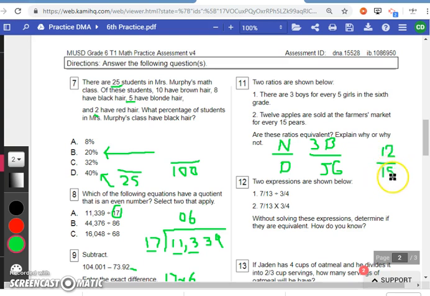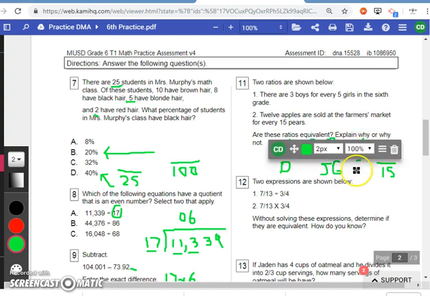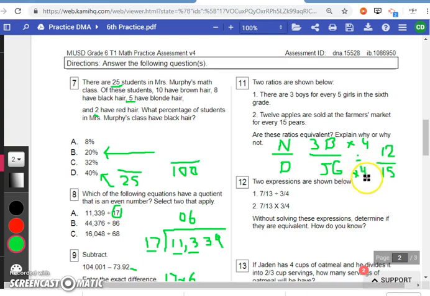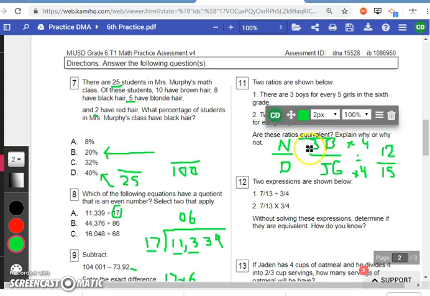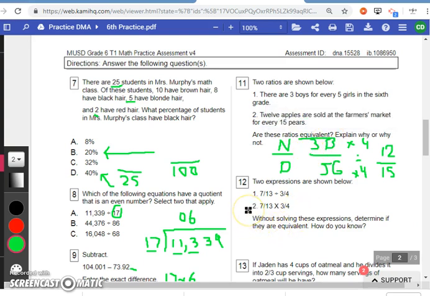So you basically have 2 different relationships between boys and girls, and then apples and pears. So what do we see? Well, we see that 3 times 4 does equal 12, and then 5 times the same number, 4, has to equal 15, and it does not. 5 times 4 does not equal 15. So these are not equivalent relationships. Remember the word equivalent, equal or same. So you would say no and why.